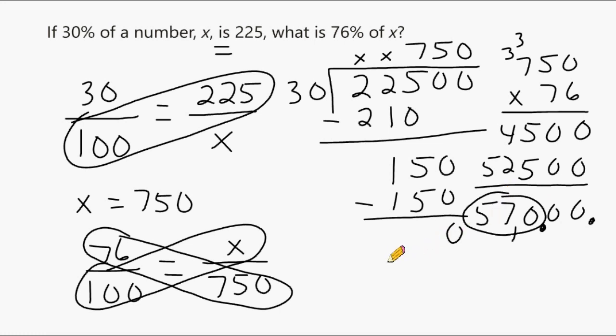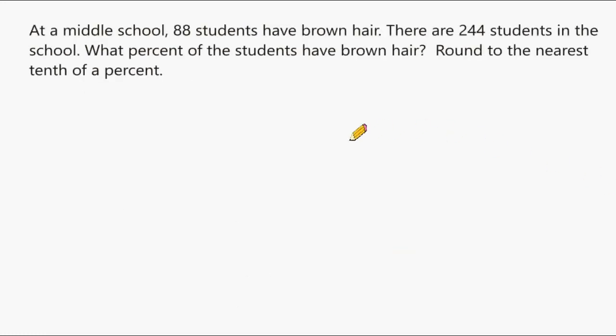All right, let's do one last example. This problem reads that at a middle school, 88 students have brown hair. There are 244 students in the school. What percent of the students have brown hair? Round to the nearest tenth of a percent. So notice in this problem, they gave us the part and the total. And our job is to convert that into a percentage to the nearest tenth of a percent.